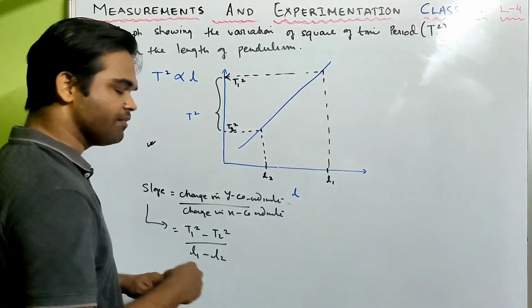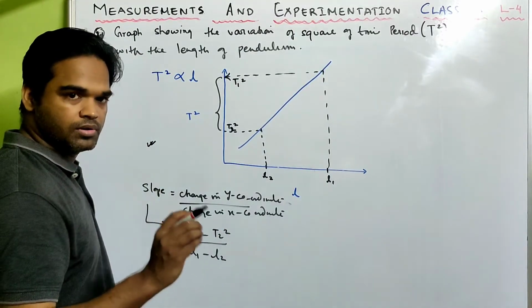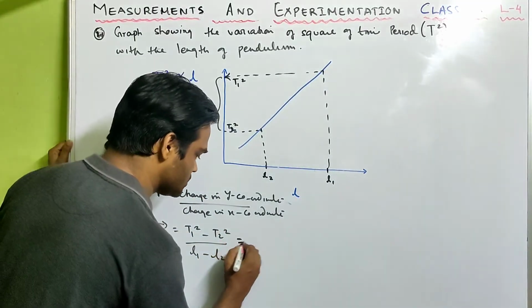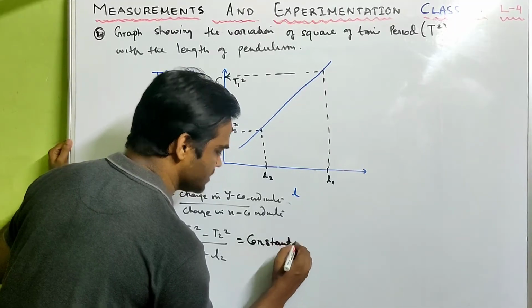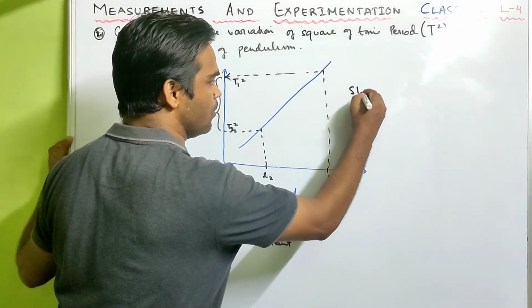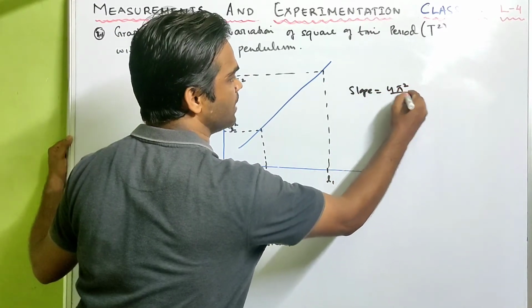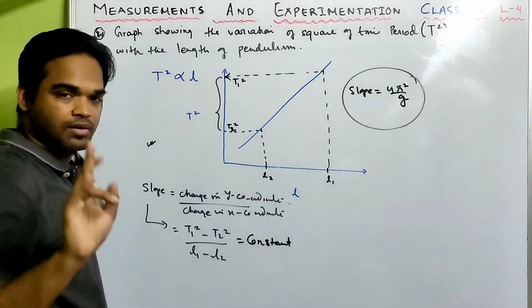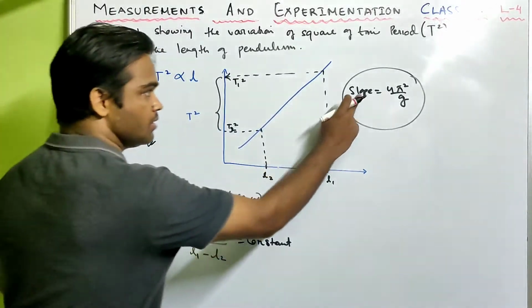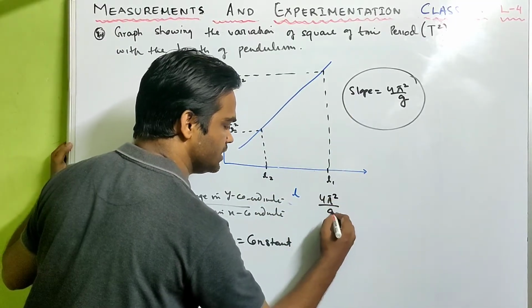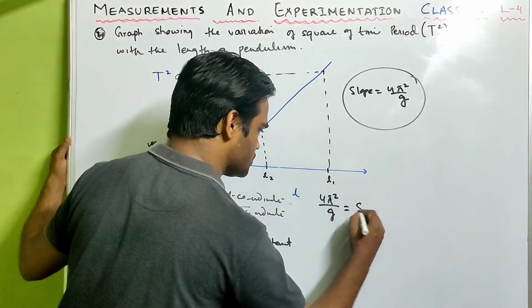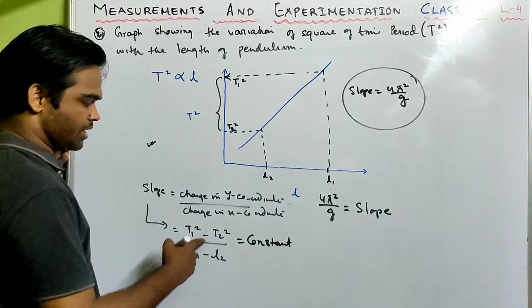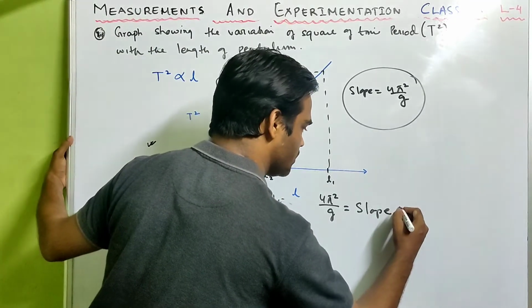Now, one thing we know beforehand is that this slope is constant at a place, and it's given by 4 pi square by g, where g is your acceleration due to gravity, which means 4 pi square by g will be equal to the slope, isn't it, which is T1 square minus T2 square by L1 minus L2, which is equal to what?